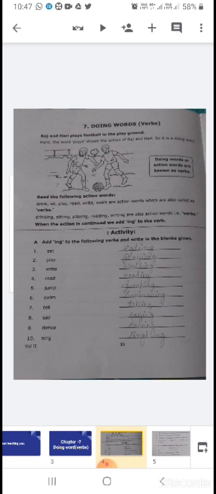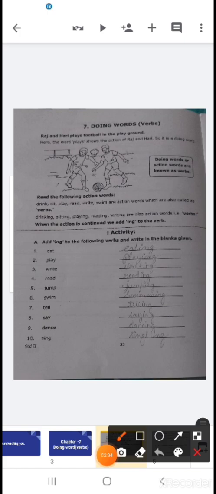The first line written here is: Raj and Hari play football in the playground. So here the word plays, what does it represent? It represents a verb. The word plays represents a verb, because plays is an action, so it represents a verb.